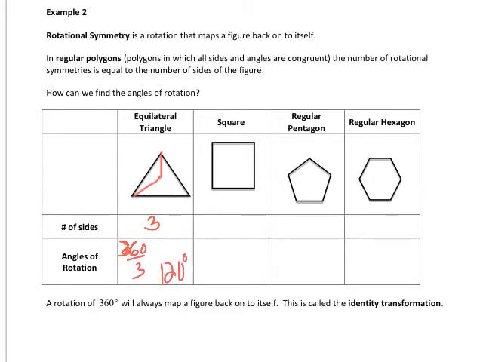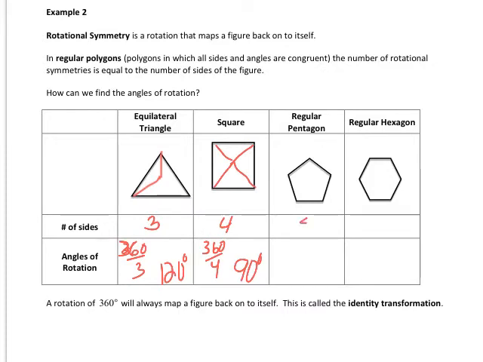A triangle takes 120 degrees before it looks like itself again. So if you look at a square, it has 4 sides, so if you divide 360 by 4, you're going to get 90 degrees. So a square has a 90 degree rotation.